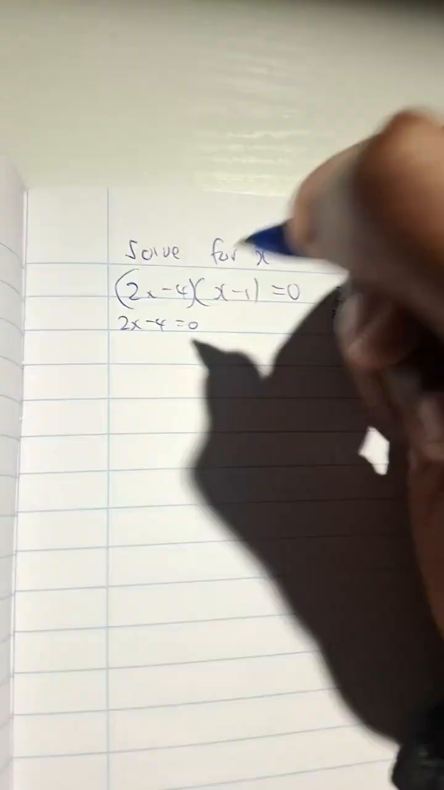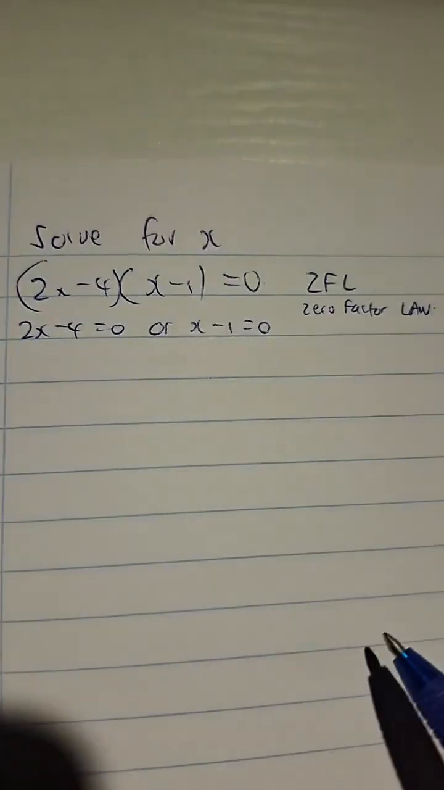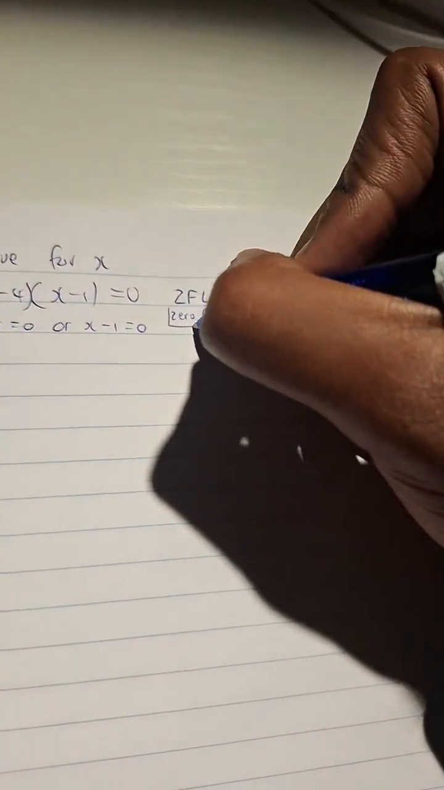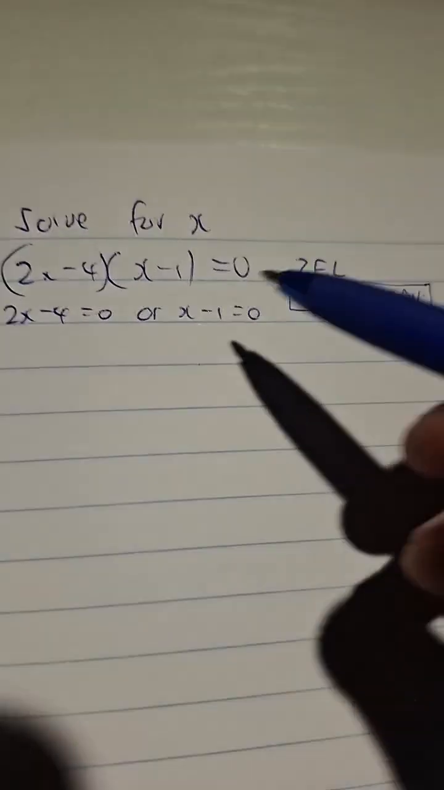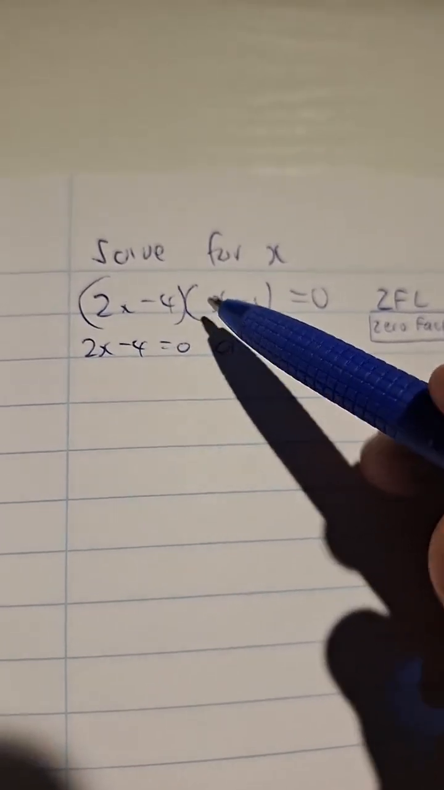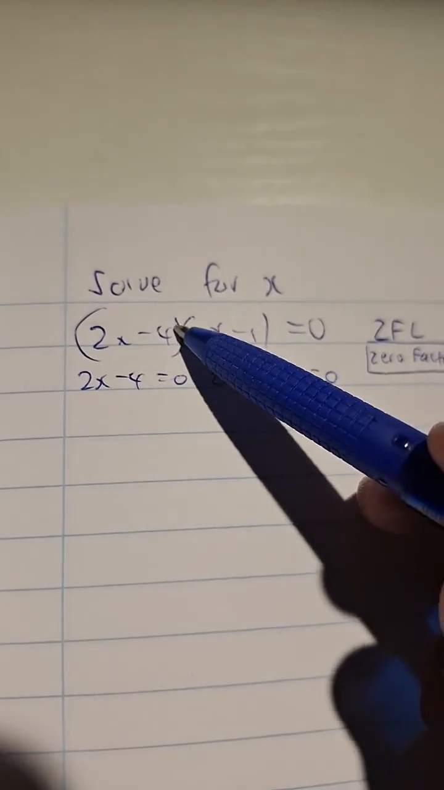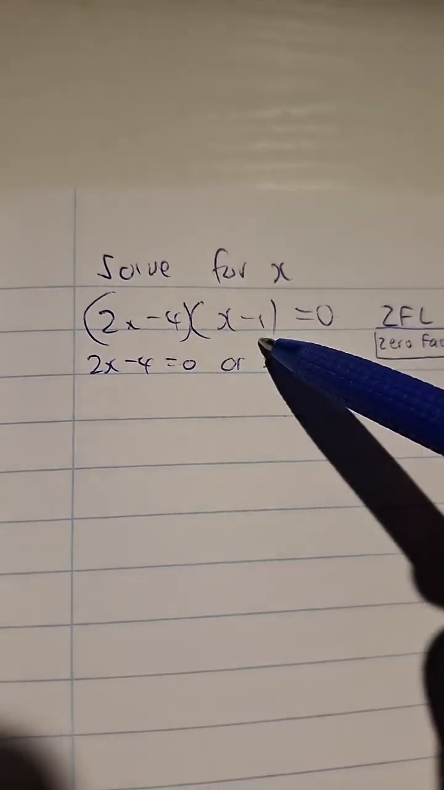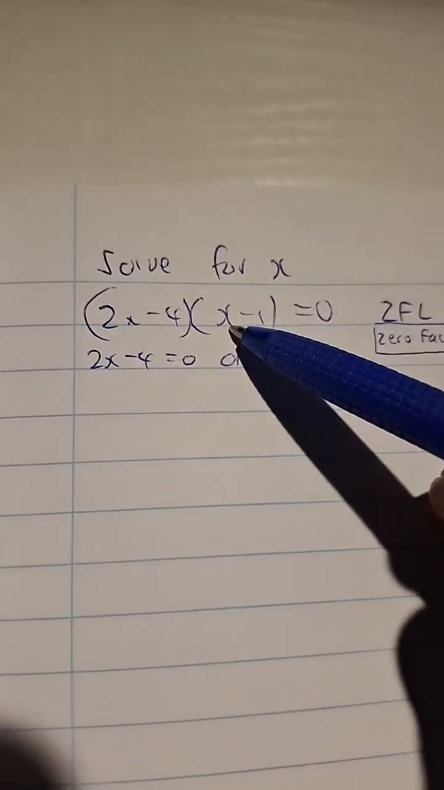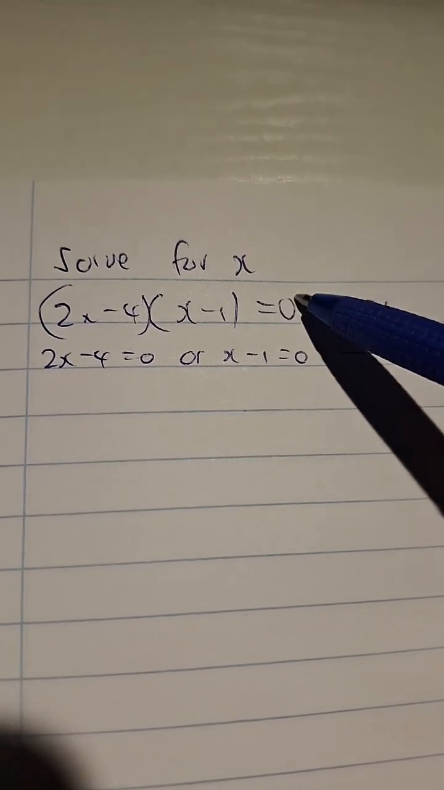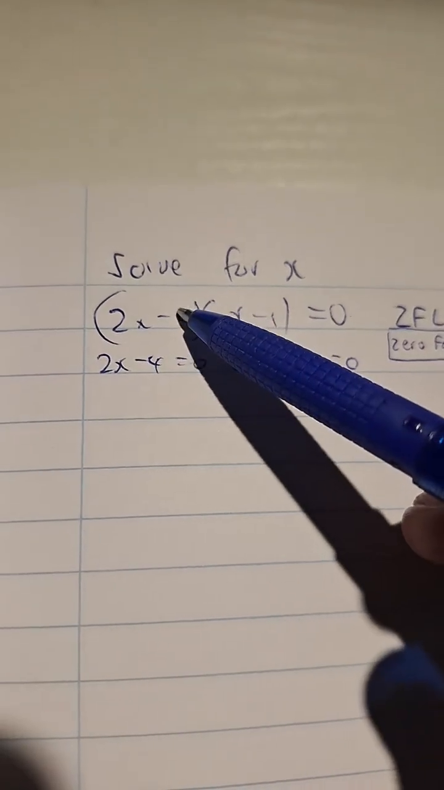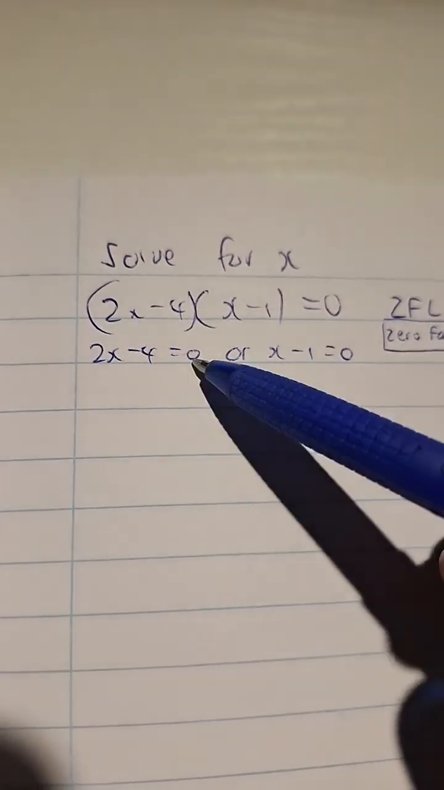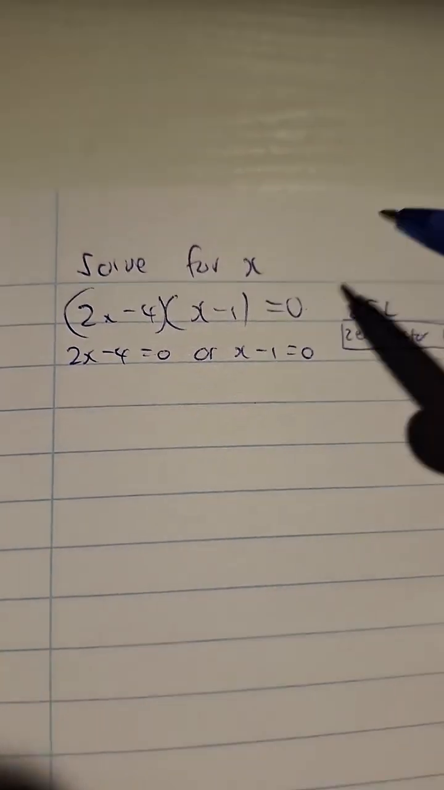Which means you can take 2x minus 4 equated to 0, or you can say x minus 1 is equal to 0. This is only done, guys, if we have a what? A product of factors. In other words, brackets mean multiply. This bracket is 2x minus 4 and this bracket is x minus 1. They are multiplied to each other, and on the other side we have an equal to 0. That then allows us to take 2x minus 4 equated to 0 and x minus 1 equated to 0.